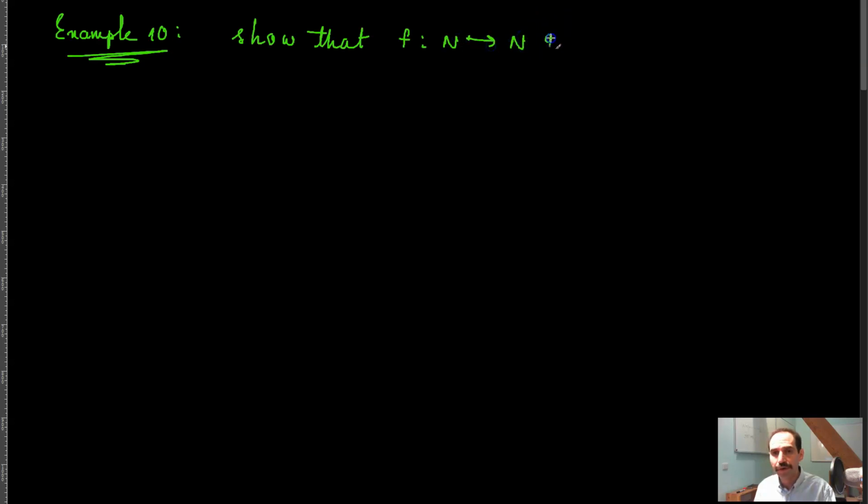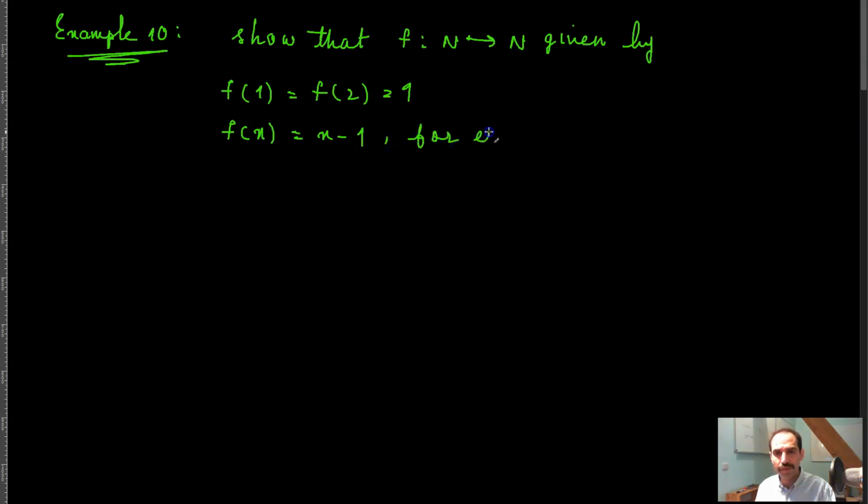Okay, so the next question that we have here is example number 10. Example number 10 is basically: show that the function f from N to N, given by f of 1 is equal to f of 2 is equal to 1, and f of x is equal to x minus 1 for every x greater than 2, is onto but not 1-1.